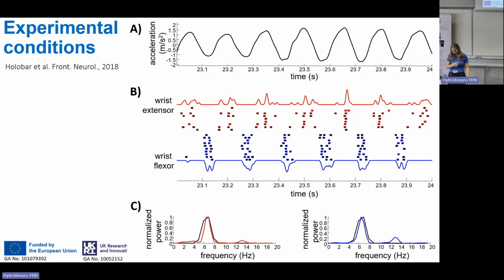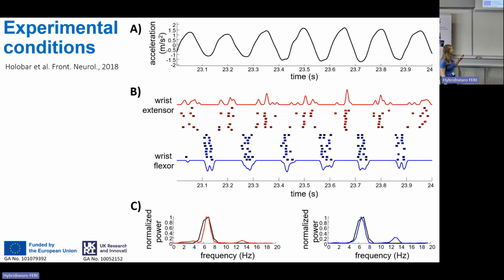Also, that method was later tested on real experimental signals. Here, 9 people with essential tremor and 9 people with Parkinson's disease performed the experiment. It was a postural task of holding the wrist completely calm. In the first plot here, we have the acceleration plotted, and here we have the wrist extensor and wrist flexor plot.